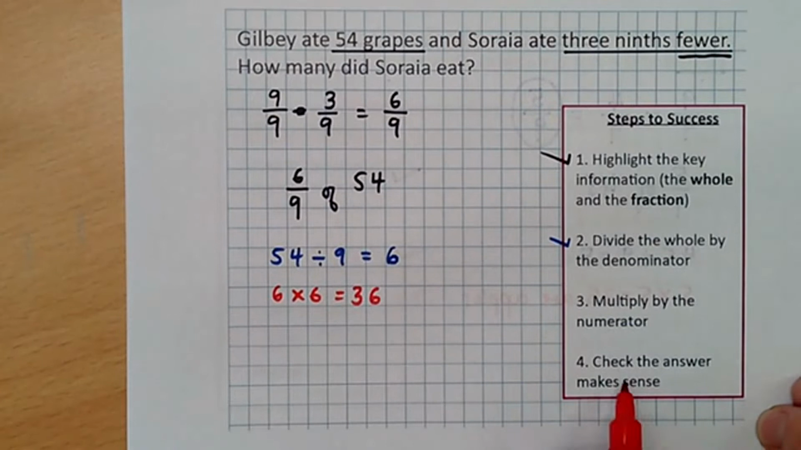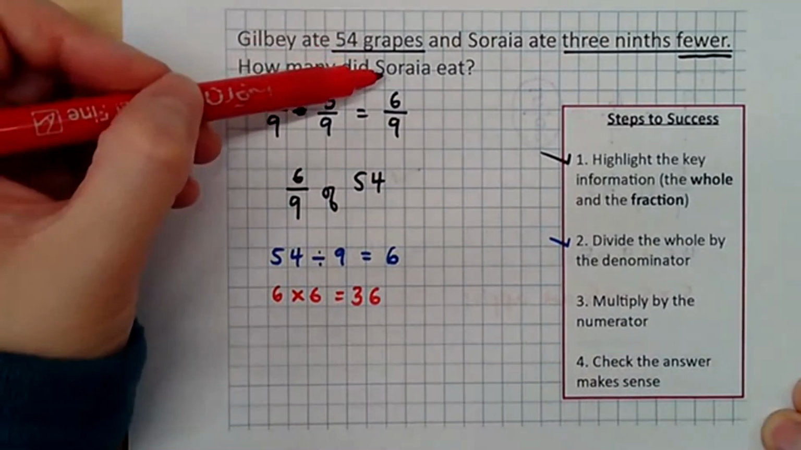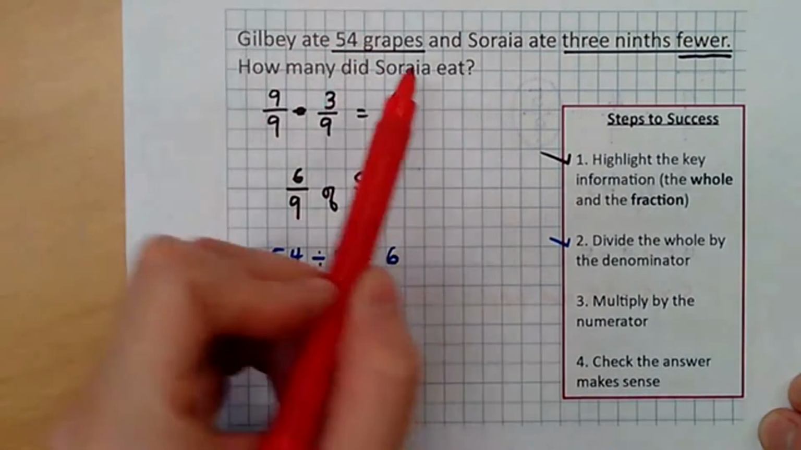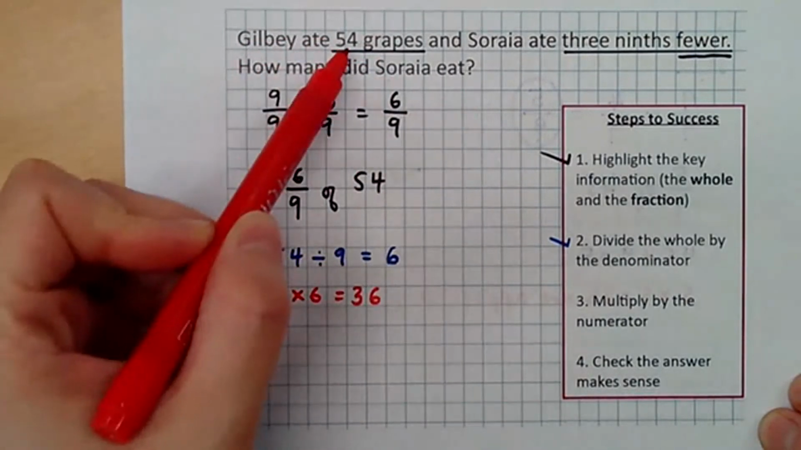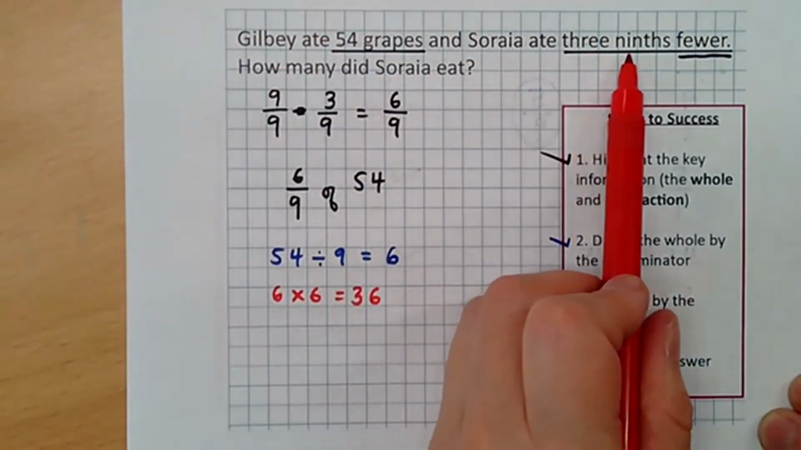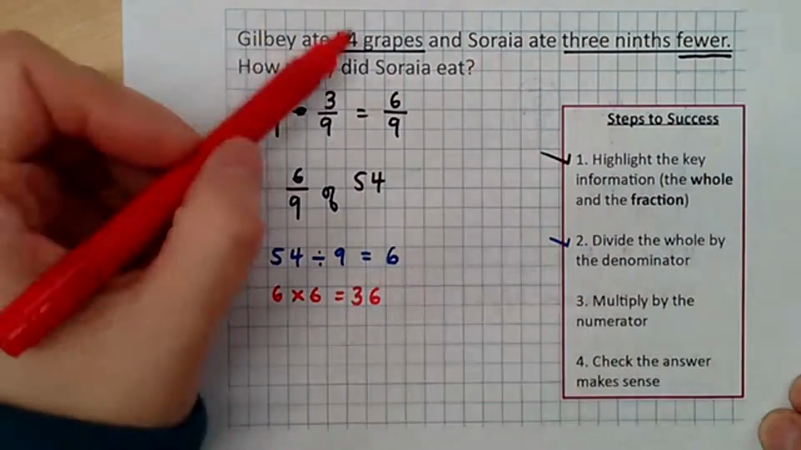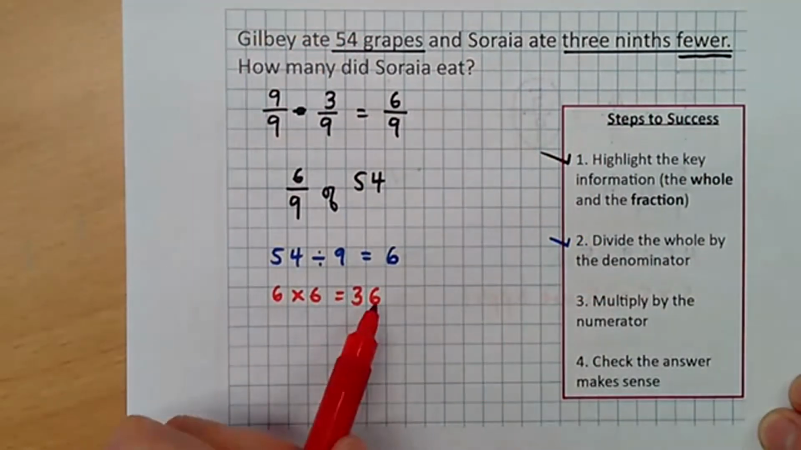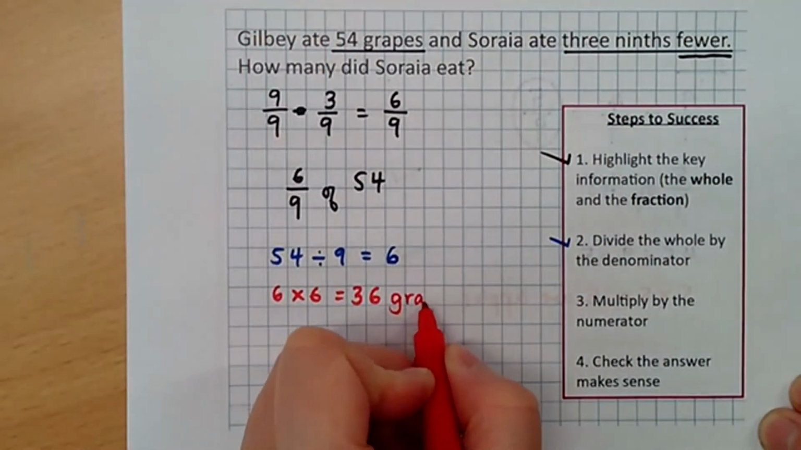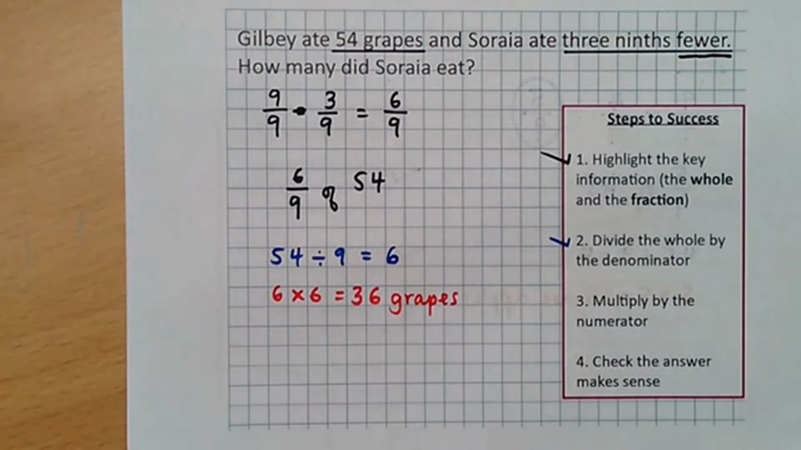36. Now I need to check that my answer makes sense. It's asking me how many Soraya ate. Is it going to be more or less than Gilby ate? Soraya ate 3/9 fewer, so it's got to be less than 54. And it is. Okay, so yeah, that makes sense. I'm happy with that answer.